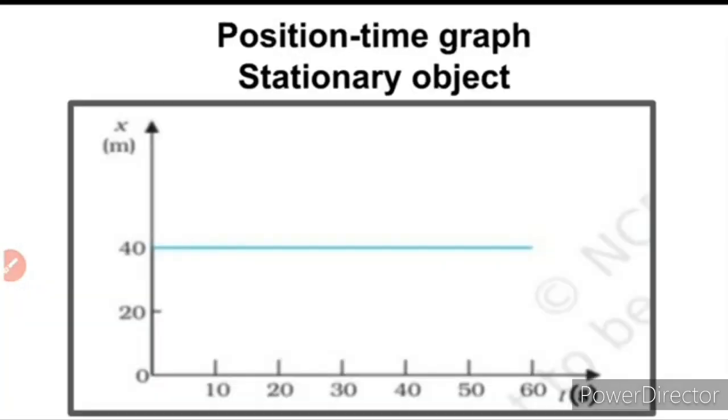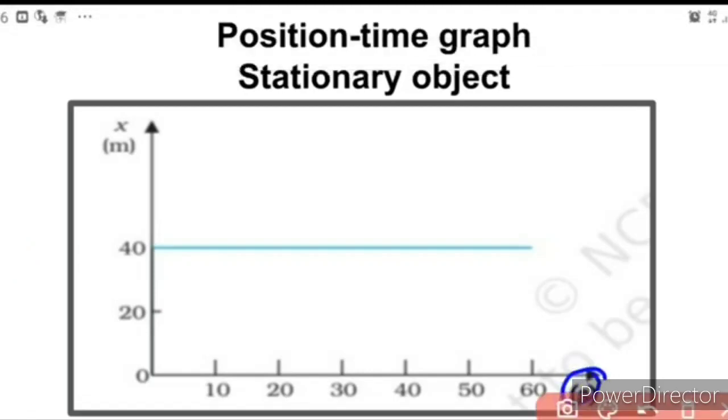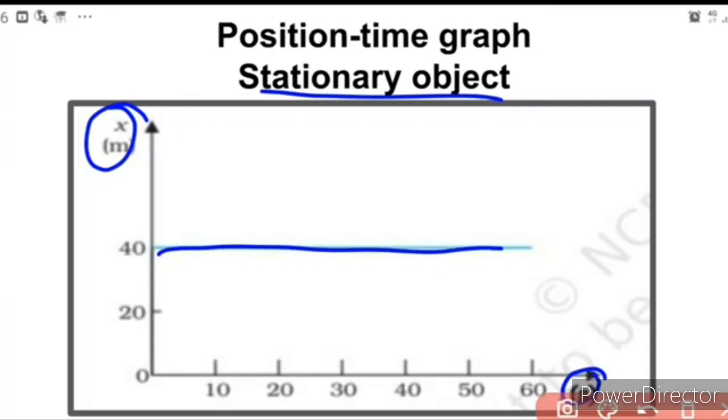Now one type of graph we will be discussing is the position-time graph. Position-time graph means time is taken along the x-axis and position is taken along the y-axis. That's what we mean by position-time graph. For a stationary object, there is no change in position with respect to time. So we have a graph like this, which is parallel to the x-axis. This shows the position-time graph of a stationary object.